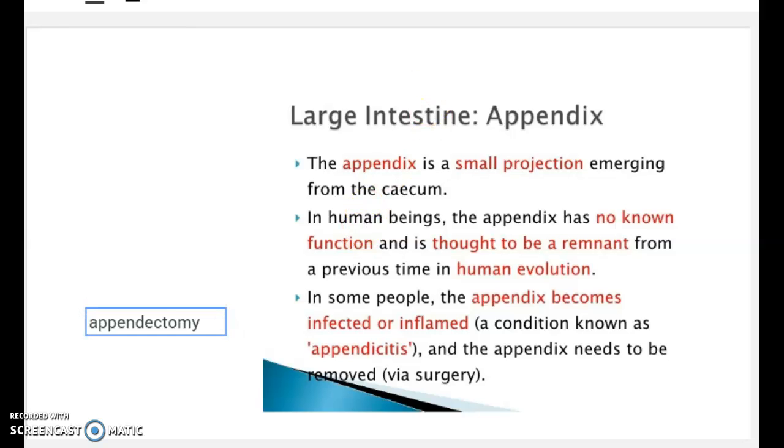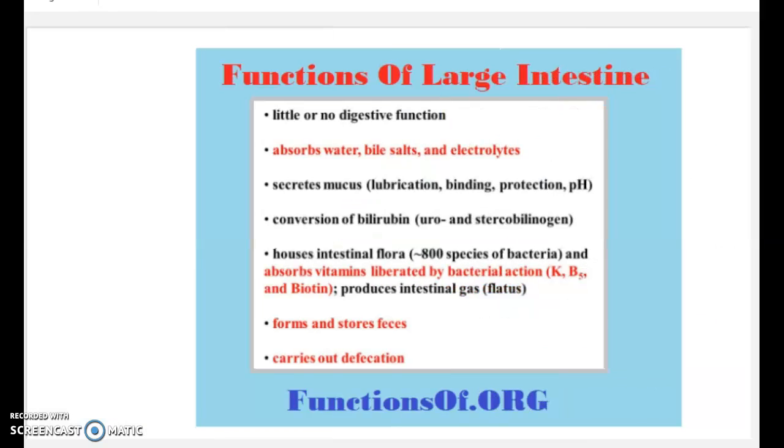Now we have to learn about the functions. Little or no digestion is done in the large intestine. Maximum digestion and absorption of nutrients is done in the small intestine. Only undigested material, water, and salts enter into the large intestine, so no digestion is done here. But some important roles are played by the large intestine, as follows.